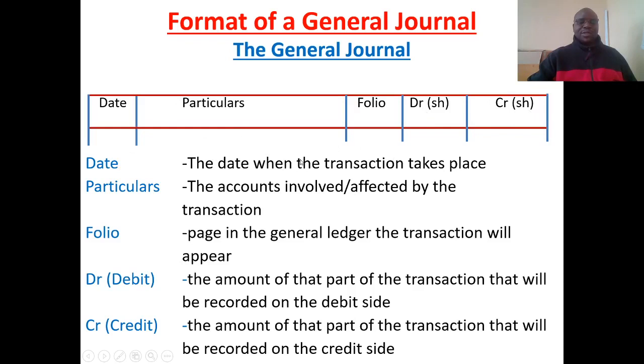The date is where you record transactions as they take place. Particulars involves the accounts involved or affected by the transaction. Then you have folio. This is the ledger page number where the transaction will appear. Then you have the debit column, where those transactions that exhibit a debit balance will be recorded, and credit column, where those transactions or the part of the transaction that involves credit entries will be recorded.